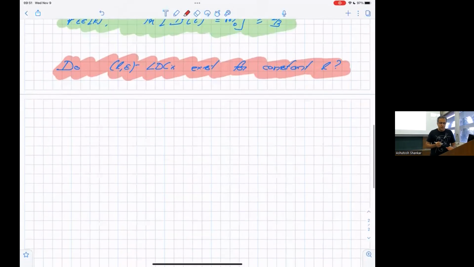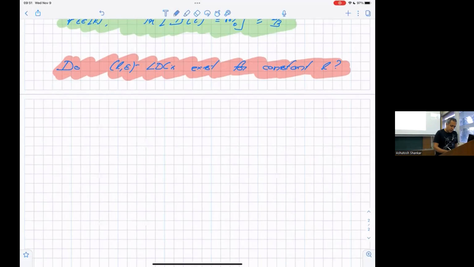If you just care for constant L, in fact, they do exist. What's the best constant you can hope for? 2 is the best constant one can hope for, and they do exist. We are already very comfortable with certain LDCs which are 2-query LDCs.